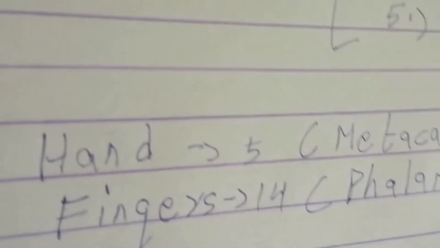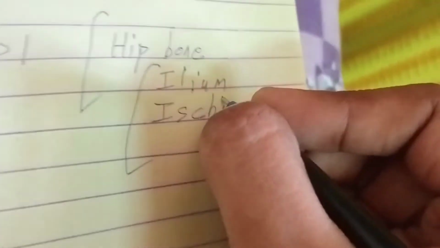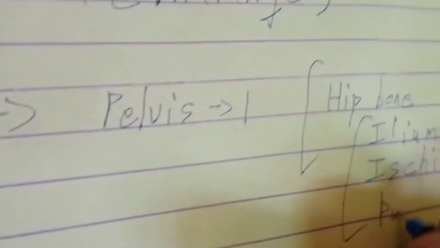That is ilium, ischium. This hip bone is divided into 3 parts: ilium, ischium and pubis. Sorry, my handwriting is somewhat bad. So hip bone: ilium, ischium, pubis. These are the lower limb, that too in the pelvis type of bones.